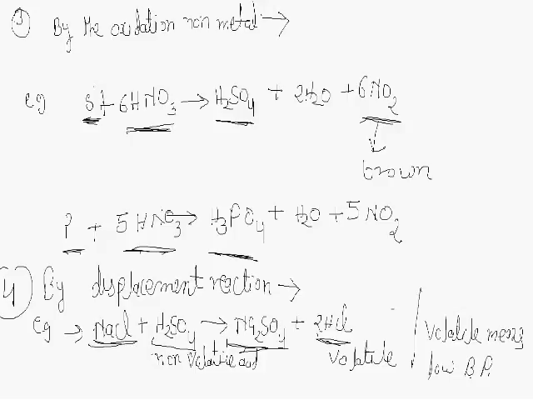So, by the help of displacement reaction, we can prepare a more volatile acid with the help of a less volatile acid.